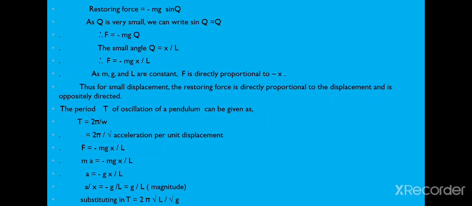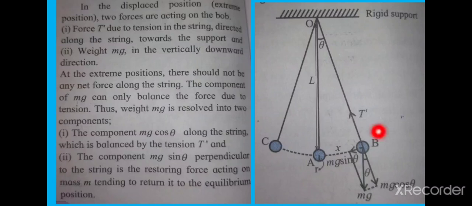Therefore, here mg sin theta acts as the restoring force. Therefore, the restoring force is equal to minus mg sin theta. Here theta is very small, so in radians we can write sin theta is nearly equal to theta. Therefore, the above equation becomes F is equal to minus mg theta. From the diagram we get that the small angle theta is equal to x upon L.